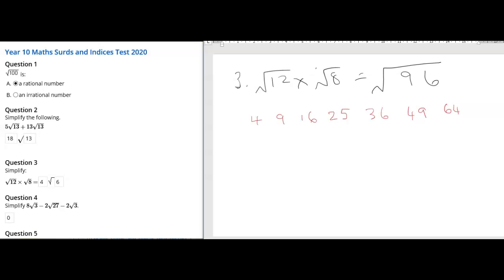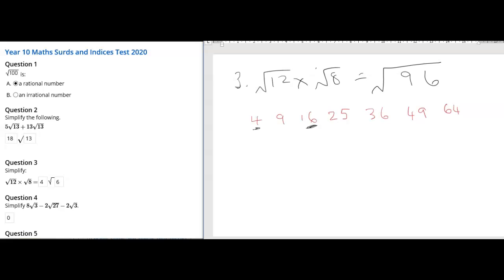So which of these numbers goes into 96? Now 4 does, which is good. 9 doesn't. 16, let's just check. 16 plus 16 is 32. Another 16 is 48. Another 16 is 64. Another 16 is 80, and then another 16 gives you 96. So yes, 16 goes in. 25 doesn't. 36 plus 36 is 72. No, so we've only got 4 and 16 go into 96.